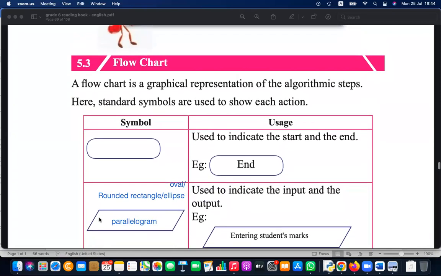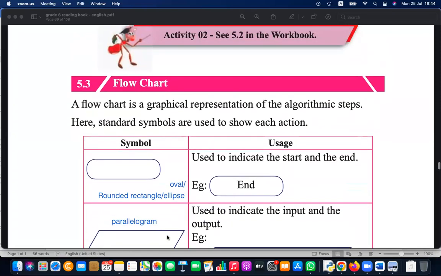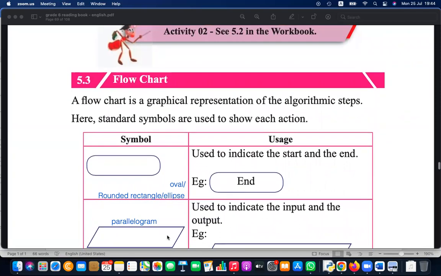So this is what the parallelogram is. Okay, process. What is the shape for process? A rectangle. Yes, process uses a rectangle. That is correct.